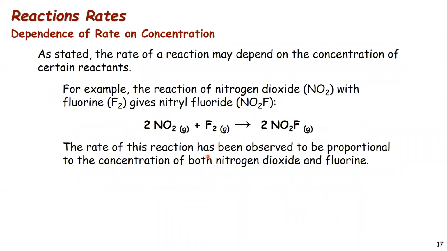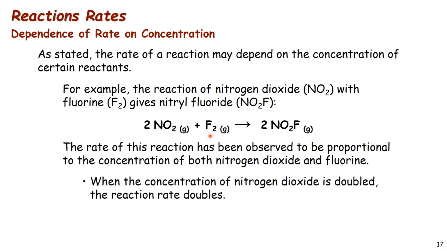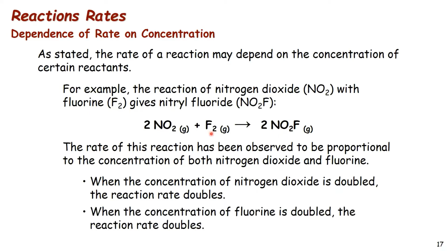Now, the rate of this reaction has been observed to be proportional to the concentration of both nitrogen dioxide and molecular fluorine. When the concentration of the nitrogen dioxide is doubled, the rate of the reaction doubles. When the concentration of fluorine is doubled, the reaction rate is doubled. Notice that has nothing to do with the coefficients in the balanced chemical equation.